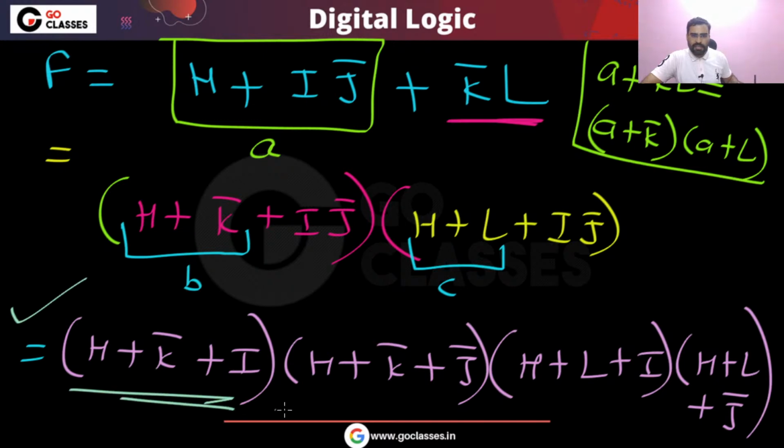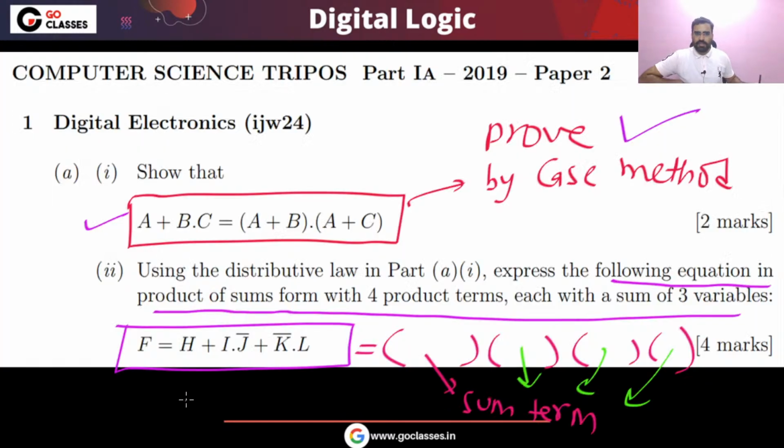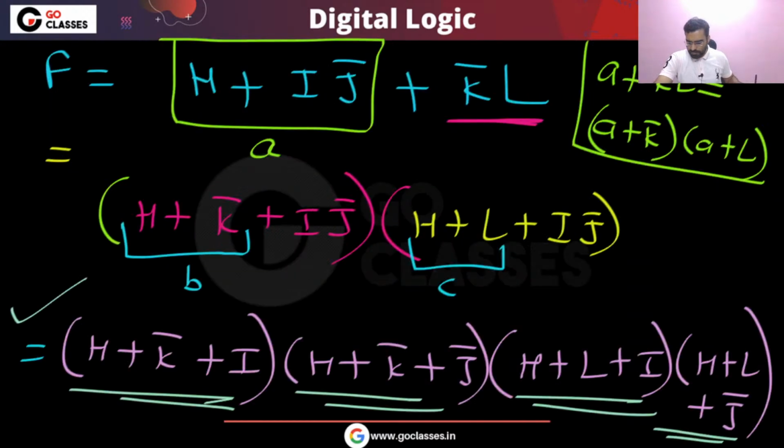The question is asking that you have to express this as a product of four sum terms. Every sum term must have three variables, and you have to express this as a product of sums with four sum terms. So the answer will be this.